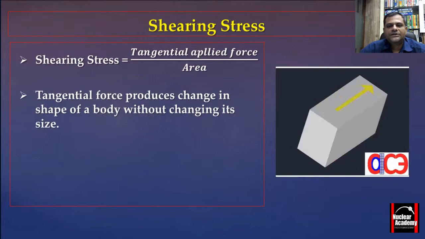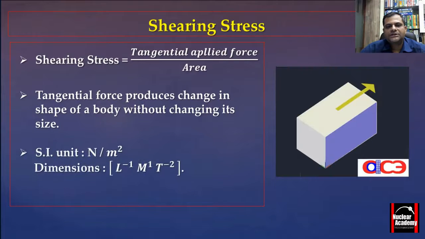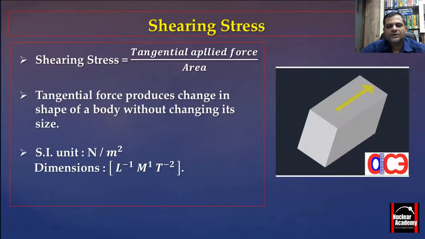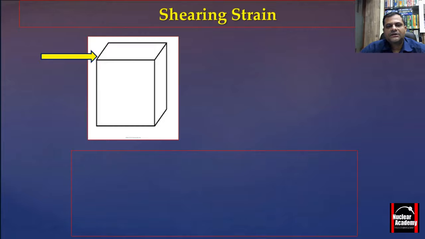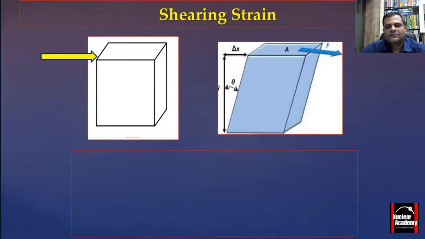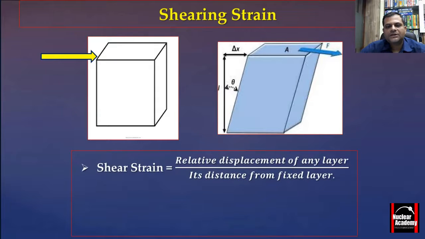So whenever the tangential force is applied on the body, it produces a change in shape only, not in the volume or length, and its SI unit and dimensions are exactly the same as that of stress. Shearing strain is defined as the change in shape upon original shape, but shape cannot be measured, and that's why what we do is we consider the relative displacement of any layer and compare it with the distance of that layer from the fixed layer.